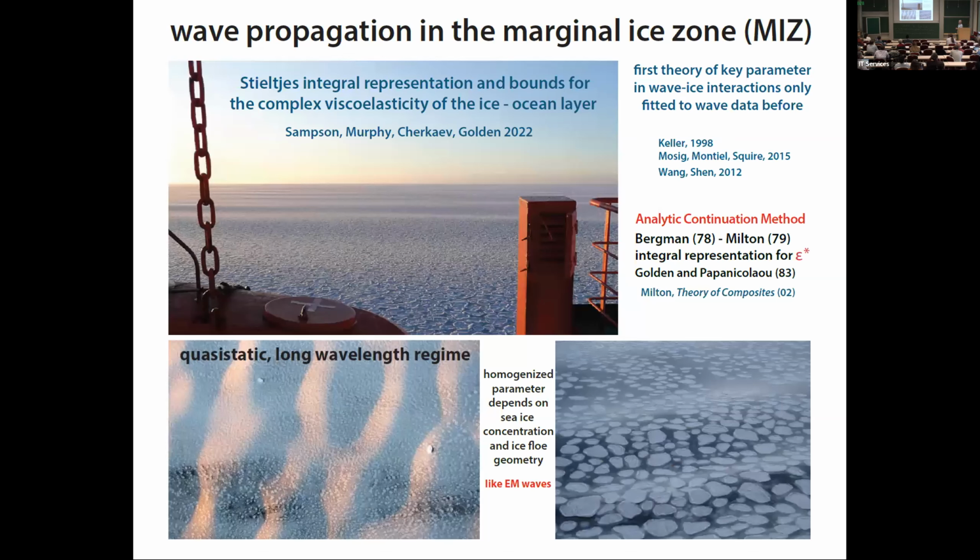Another major problem was sort of a tour de force pushed through by another PhD student, Christian Sampson, who's now at NCAR, to actually develop Stieltjes integral representations and rigorous bounds for the complex viscoelasticity of the ice-ocean layer, treated as a two-phase composite of ocean and ice. And this is the first theory of this key parameter in wave-ice interactions that was only fitted to wave data before. What's particularly fun for me is my mathematical grandfather, Joe Keller, was the first to do some of the mathematical modeling of this many years ago.